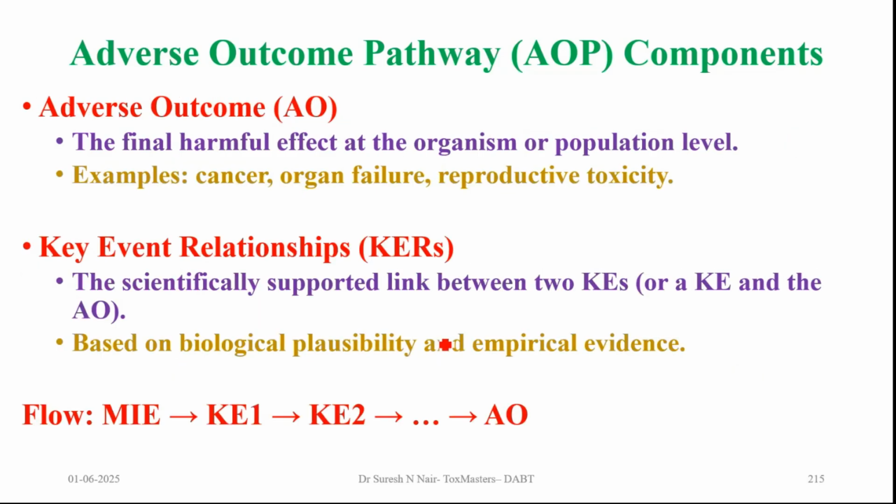Then adverse outcome. Now, what will be the outcome? What will happen when the key event progresses to an ultimate level? It can develop into a cancer, an organ failure, or reproductive toxicity. That is what is known as the adverse outcome pathway components, meaning the adverse outcome and key event relationship.